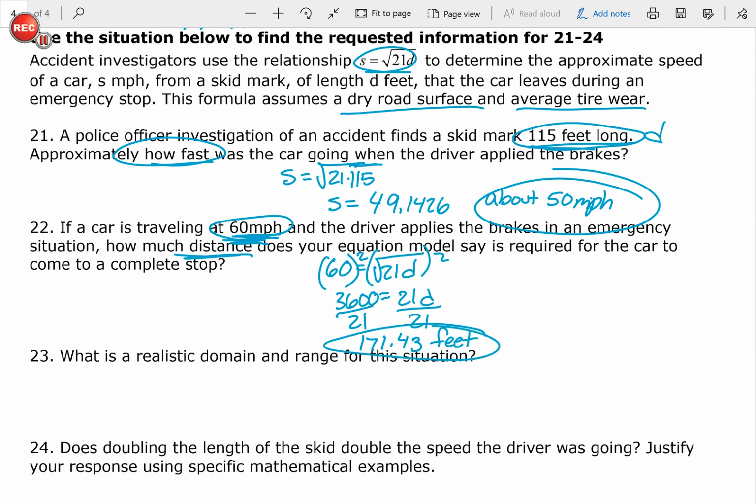Okay, and then what's the realistic domain and range for this situation? So when I'm thinking domain, okay, that's actually talking about the speed of the car. Okay, so our domain is the speed. Hold on one second. Alright, so we have the domain is the speed, okay, and the range is the distance of the skid mark.